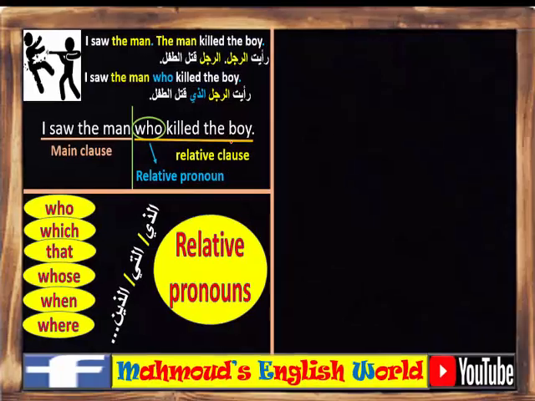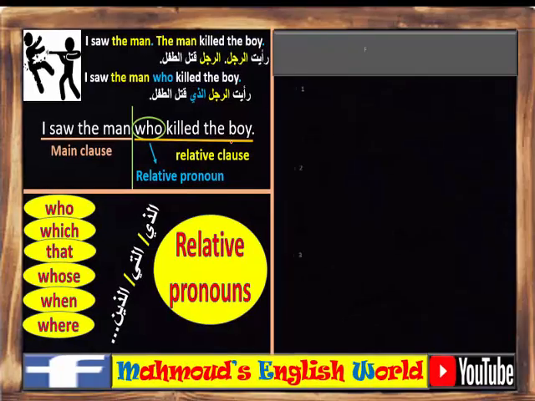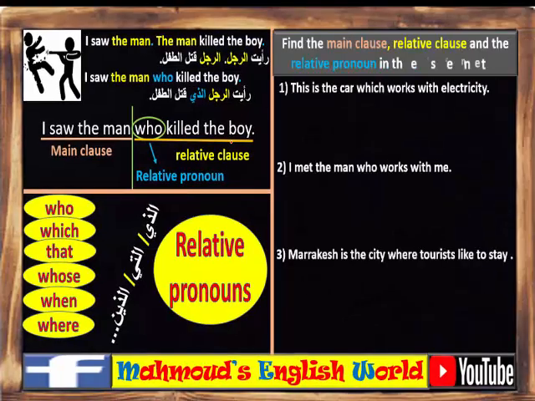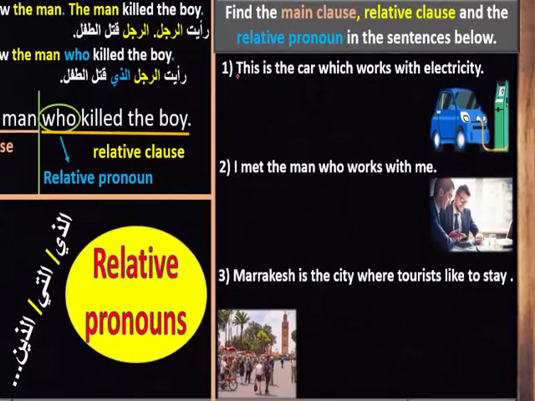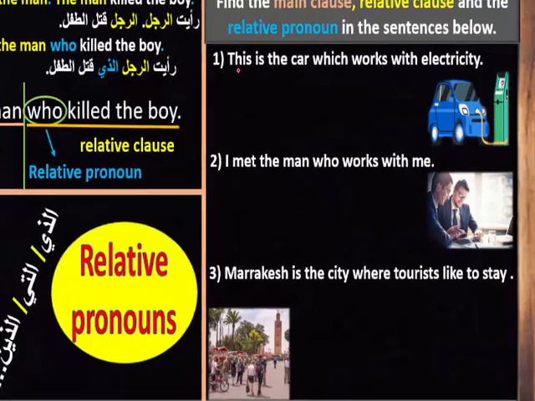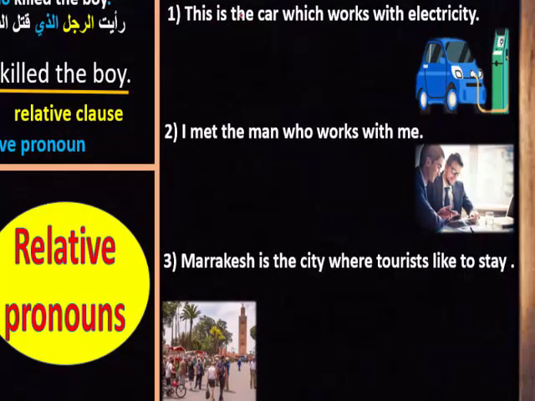Okay, I'll check your understanding with this very simple exercise. Here you have 3 sentences. What you're going to do is find the main clause, the relative clause, and the relative pronoun in the sentences below, like this one here. Okay, let's get started with the first one. This is the car which works with electricity. What is the main clause here? Exactly, this is the car is the main clause.